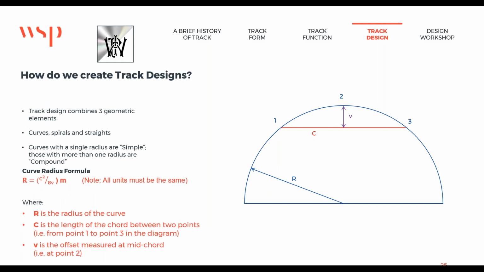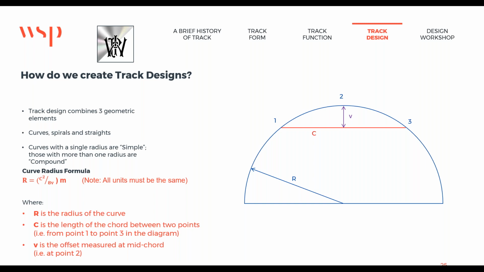Okay, how do we create track designs? Track designs are dead simple. There's only 3 geometric elements: curves, spirals, and straights. In fact, there's only one: curves, because spirals are curves and straights are just curves of infinite radius. So curves with a single radius are called simple curves, and those with more than one radius are called compound curves. So you can be traveling on a curve of one radius, then take a spiral curve and go to a curve of another radius without encountering a straight piece of track.